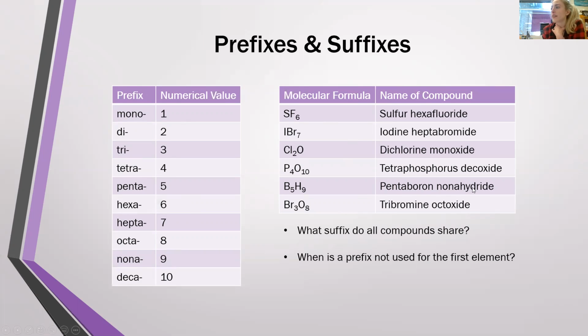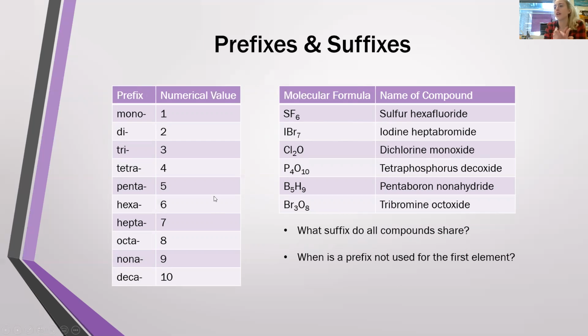And then if we look at these examples over here, we might have noticed already that the suffix, or the ending, that all of our compounds share is "ide." And then that thing that I said before, mono is not always used for the first element. So if there's just one of the first element, like in these two examples, we don't use mono out front. We always use it in the second one, but we don't always use it in the first one.